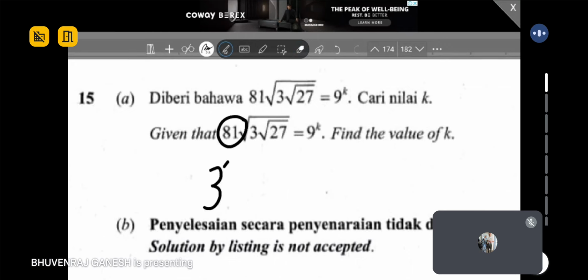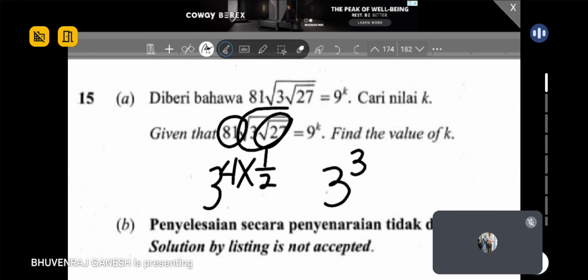Never mind. You do it slowly. Okay, so 81, you change to 3 power 4. Then you have a surd. Am I right? Okay, so for the surd, you can multiply by half. And then you have the number 27, guys. 27 is 3 power 3. But then you have 2 square roots. When you have 2 square roots, what does it actually mean? It is power 1 over 4, because square root is this.